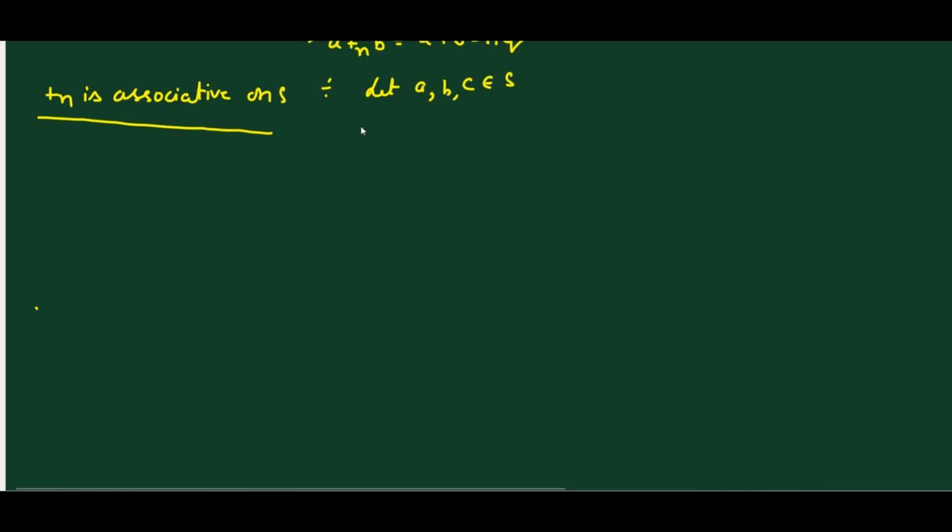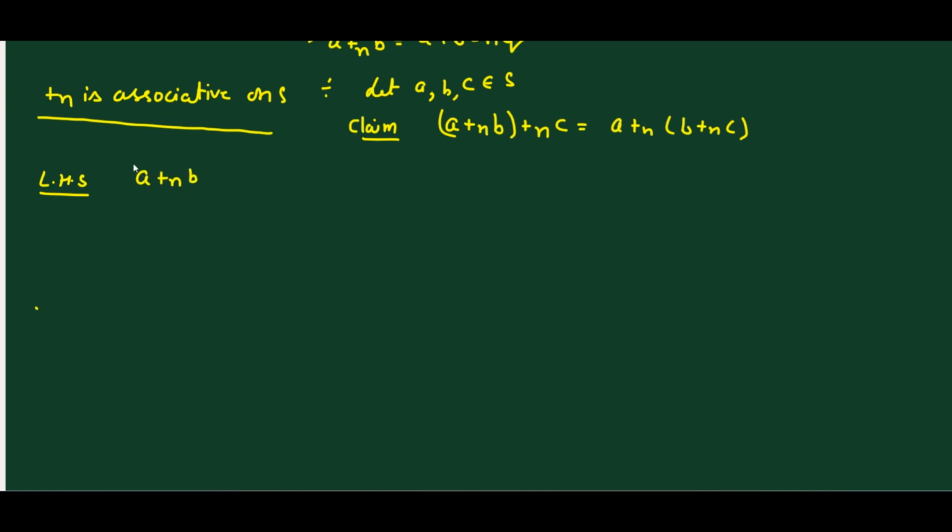So what is the claim here? We have to show that this operation is associative. That means this must hold. Now take the left hand side, and we will show that the left hand side is equal to the right hand side. This is the easiest way to prove associativity.